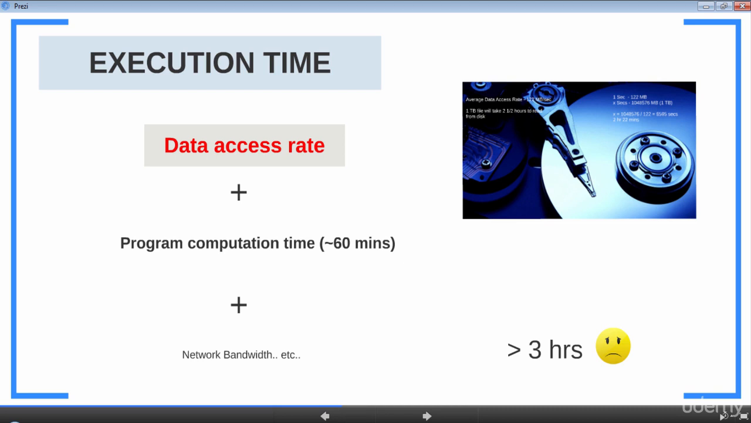Let's talk about how we can reduce the computation time. Hypothetically, we think the program will take 60 minutes to complete. Also assume your program is already optimized for execution. So what can be done next? Any ideas?